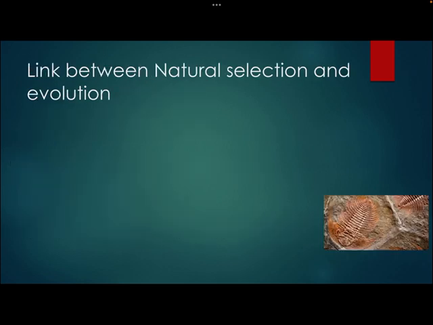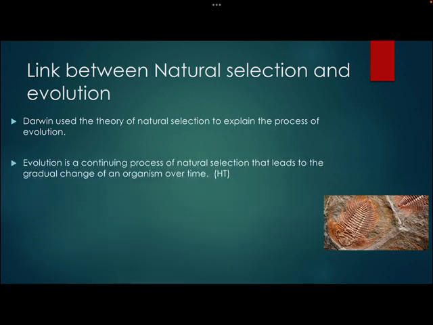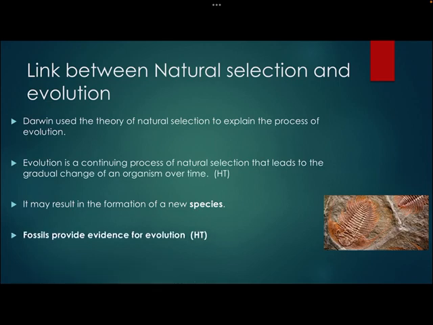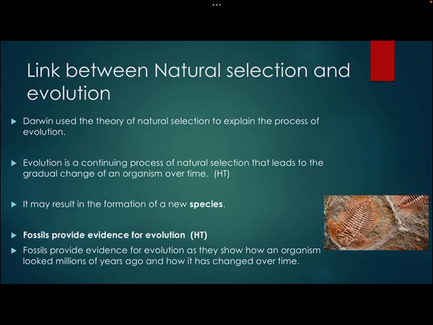The link between natural selection and evolution: Darwin used the theory of natural selection to explain the process of evolution. Evolution is a continuing process of natural selection that leads to the gradual change of an organism over time. It may result in the formation of a new species. Fossils provide the evidence for evolution. They show how an organism looked millions of years ago and how it has changed over time.